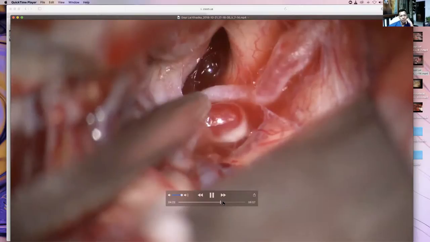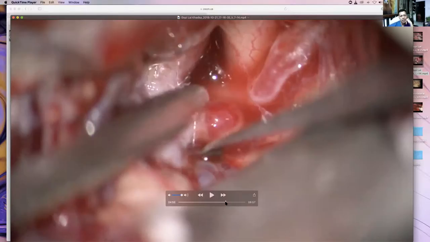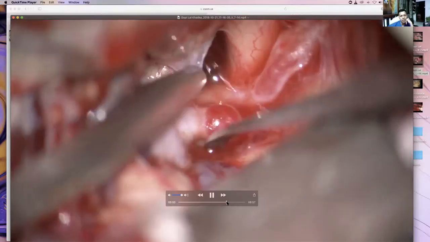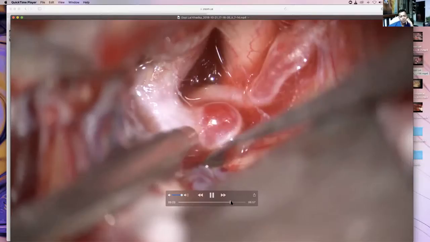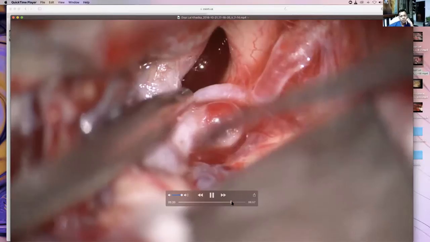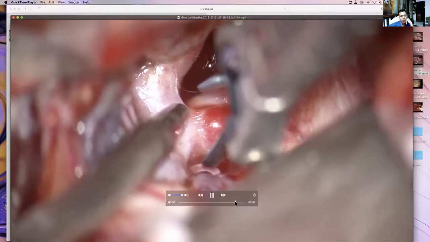I'm ready for the rupture here. But you do not put any temporary clips before we clip. Most of the aneurysms, we don't put any temporary clips. We clip directly. So, we're going to clip now.